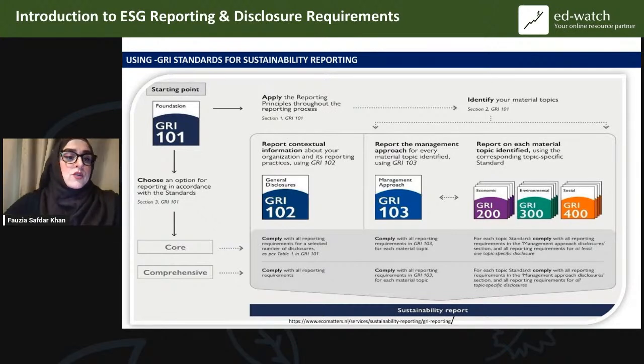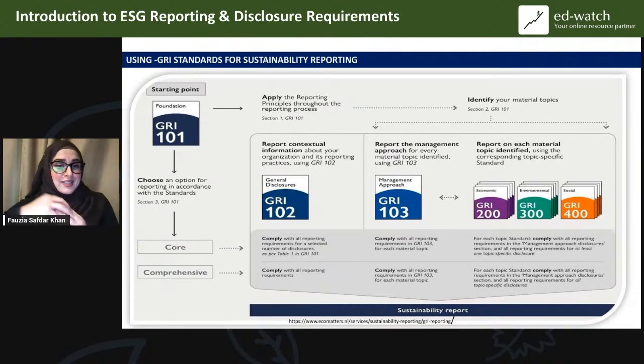So, moving to what is in the universal standard. As you see, by definition it is applicable to all organizations. An organization cannot choose that I will not follow this standard, I will jump to social or environmental. They have to first start their reporting using the universal standards. The universal standard is actually based on 10 principles.